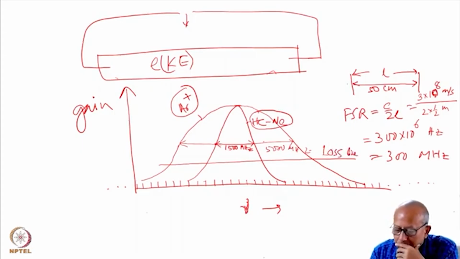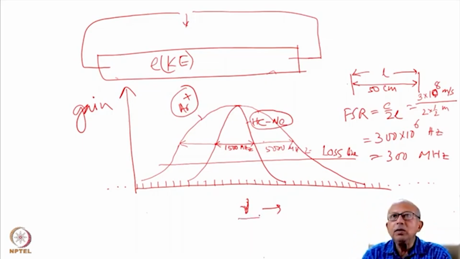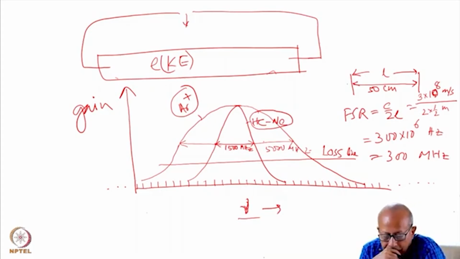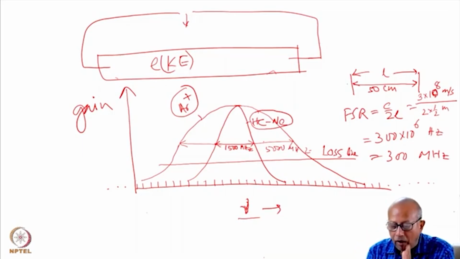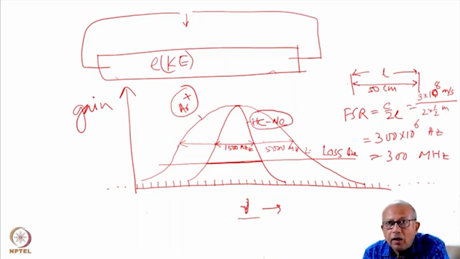Loss line is parallel to the frequency axis, so we assume that the cavity loss doesn't depend on the frequency. So how many modes can lase? For example, consider the case of helium neon: this is the lasing window. The lasing window is basically the intercept of the loss line with the gain curve.